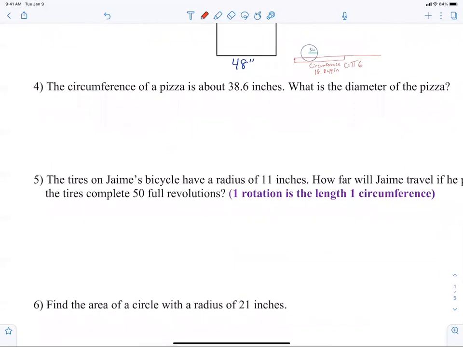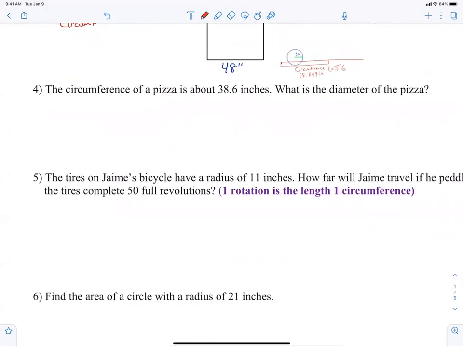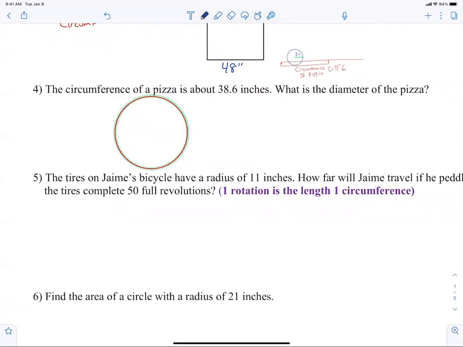Okay, so Ethan, read number 4. Circumference of a pizza is about 38.6 inches. Okay, so let's draw a pizza. All right, there's my pizza. And it says the distance around is about 38.6 inches. Do you agree with that? My question to you is, how in the world am I supposed to figure out what the diameter is?